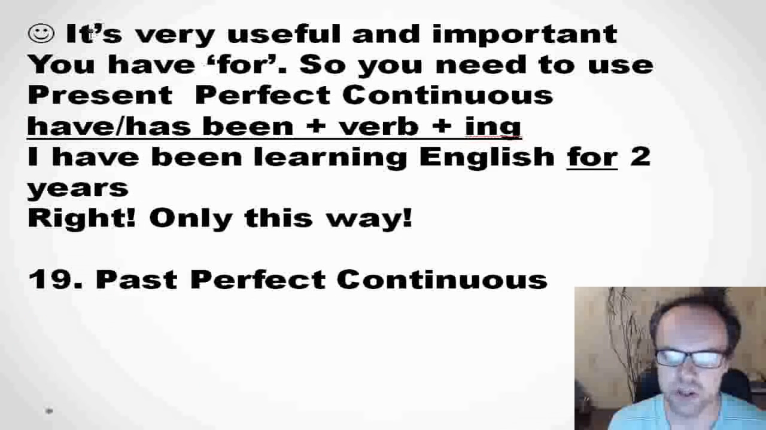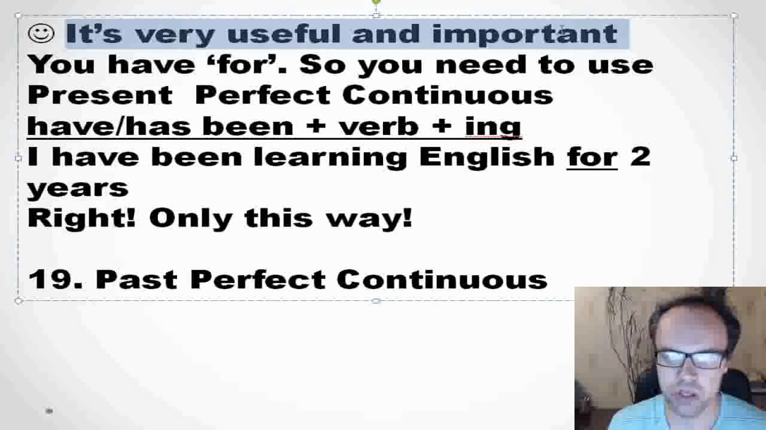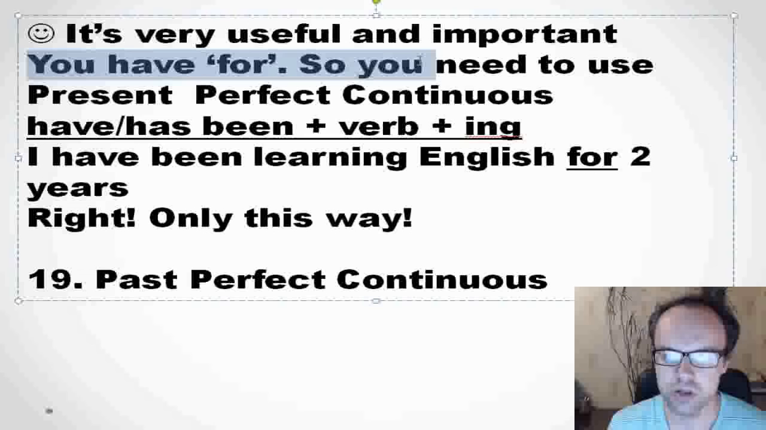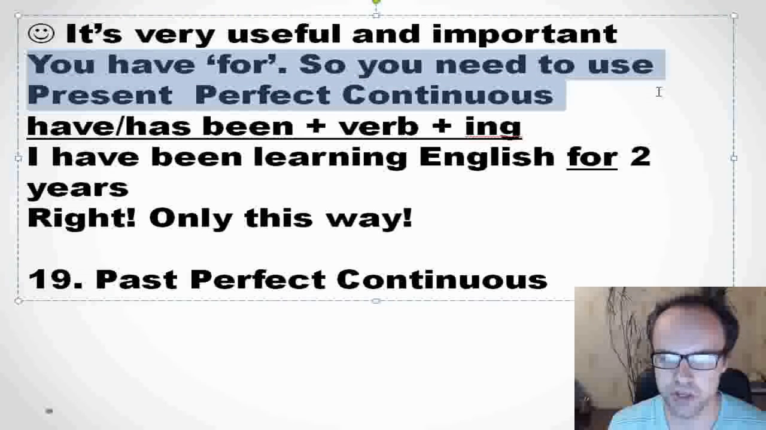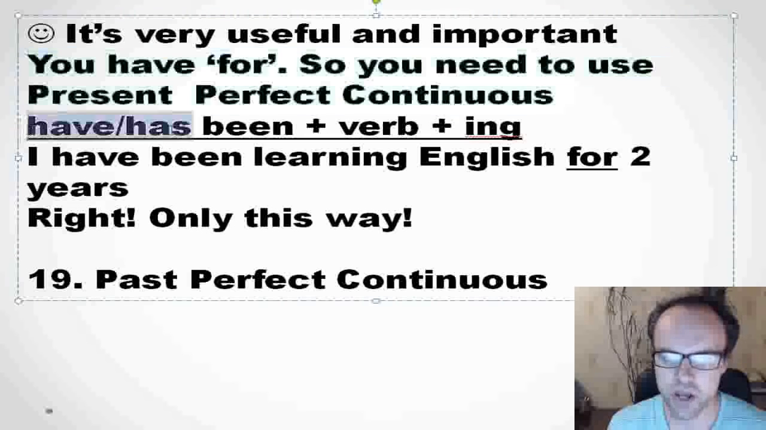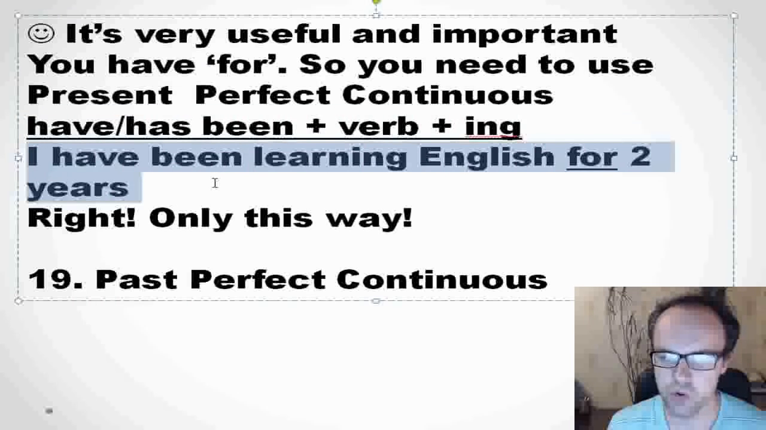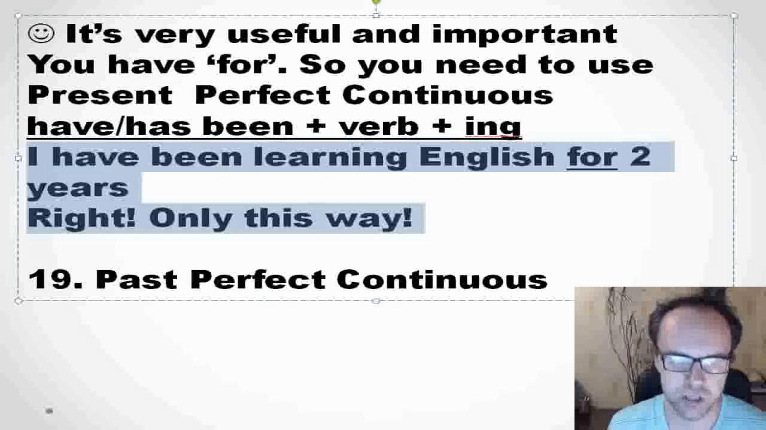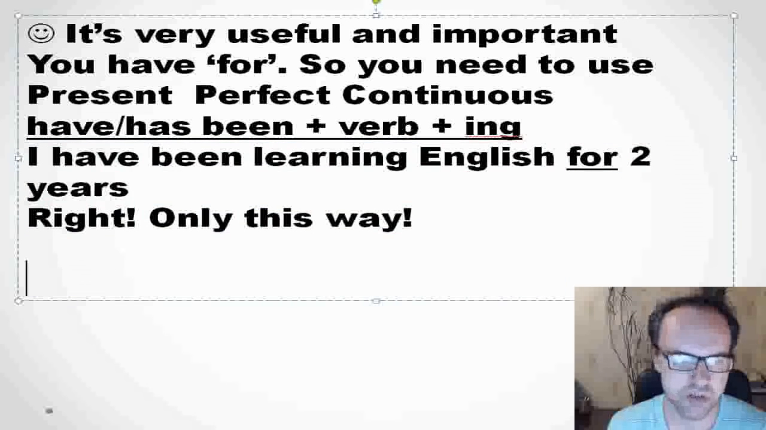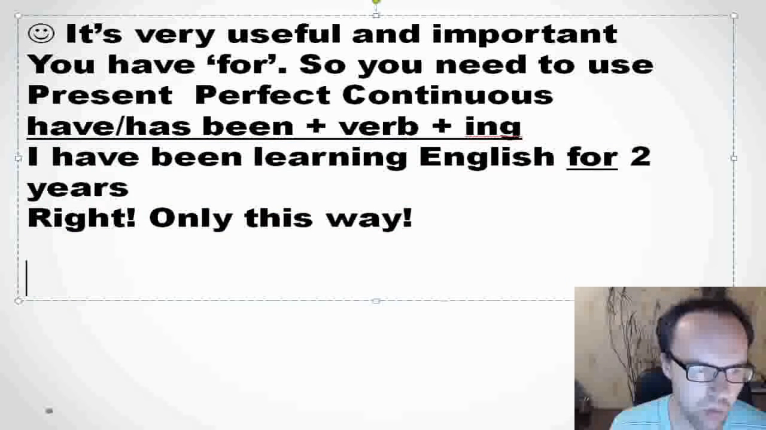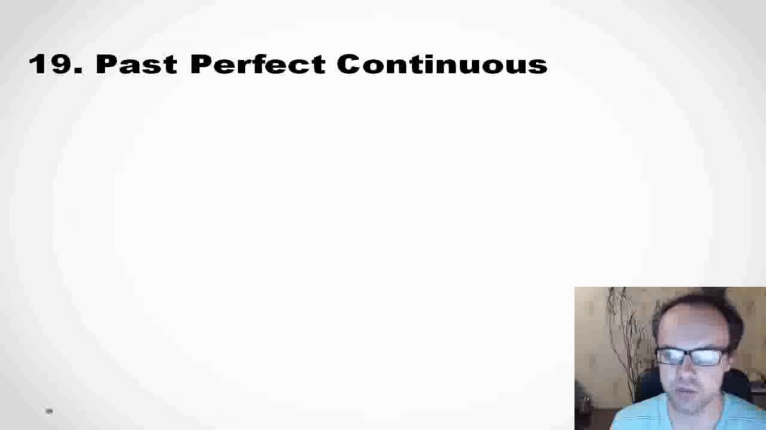So it's very useful and important. So you have "for", so you need to use present perfect continuous. Have or has been plus verb plus ing. I have been learning English for 2 years, right? Only this way. Okay, so what about past perfect continuous, number 19?